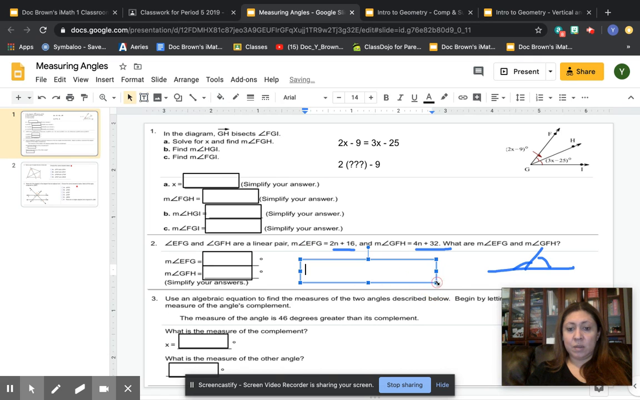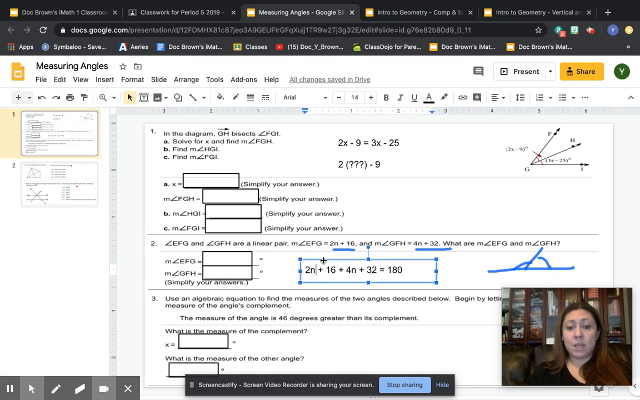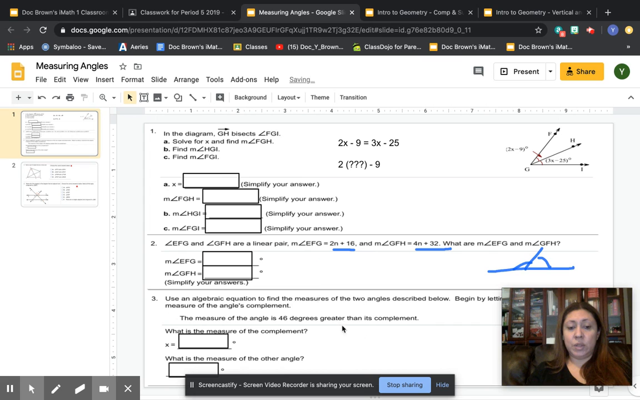So what does that mean? Well, you take 2n plus 16 plus 4n plus 32, and you set that equal to, is it 180 or 90? It's supplementary, so that's 180. Solve for n. Once you get n, plug it into both of these. You should get your answers here. Both of these, when you add this one and this one, it should give you 180. So if it doesn't, you know you've done something wrong.